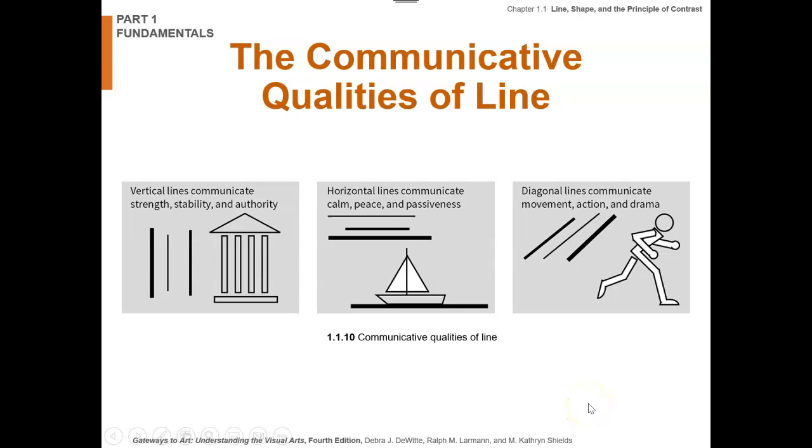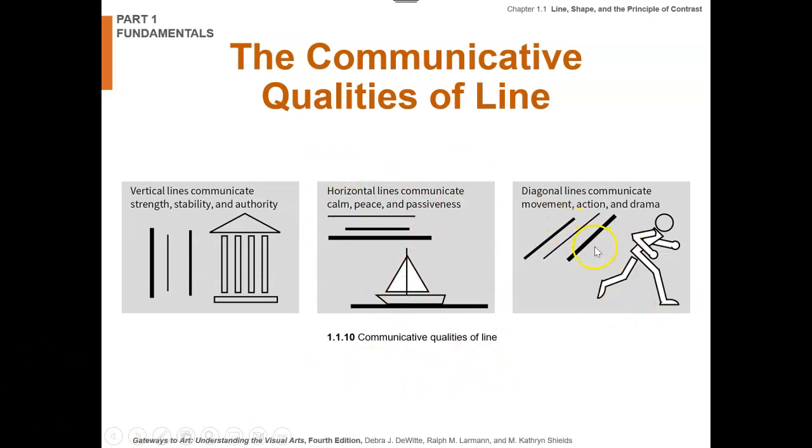So when you're looking at a painting or a drawing, artwork, think about the line, the structure of it, even if it was a sculpture. If the sculpture is vertical, very straight, we can communicate that idea of stability, authority, strength. Whereas if we were looking at a landscape painting and it's horizontal, we can talk about the idea that it's peaceful, maybe passive, and very calming. And so the artist will intentionally use these different lines to communicate these things.